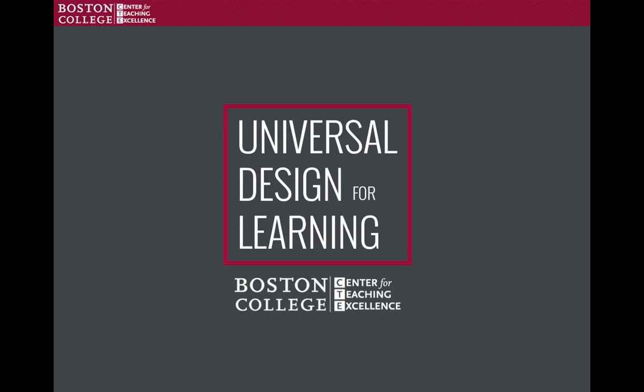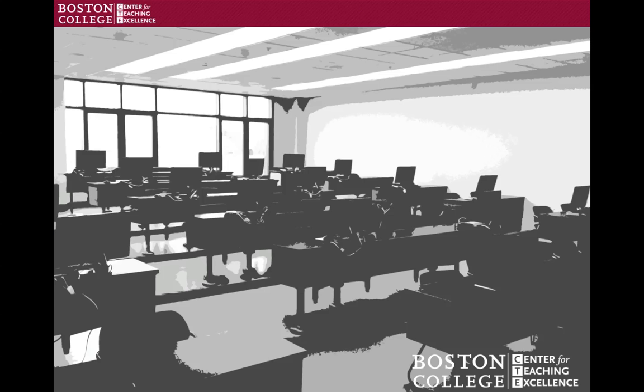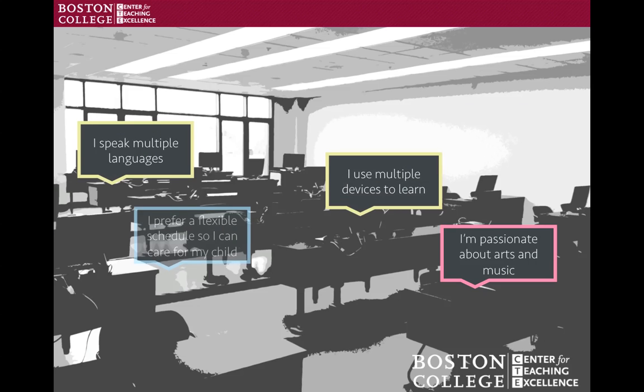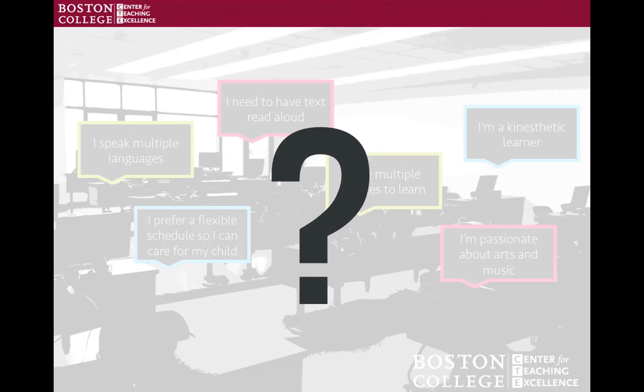This presentation is about universal design for learning and how it might inform your teaching. Deciding on teaching methods can be complicated, particularly as the students in your classroom bring a wide variety of unique strengths, interests, and needs that can help or hinder their learning. So how can you teach a course that seeks to meet each student's individual needs?